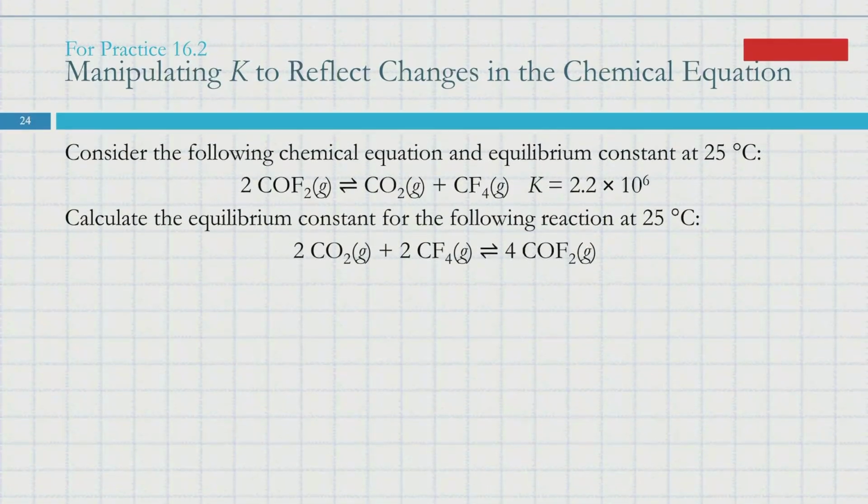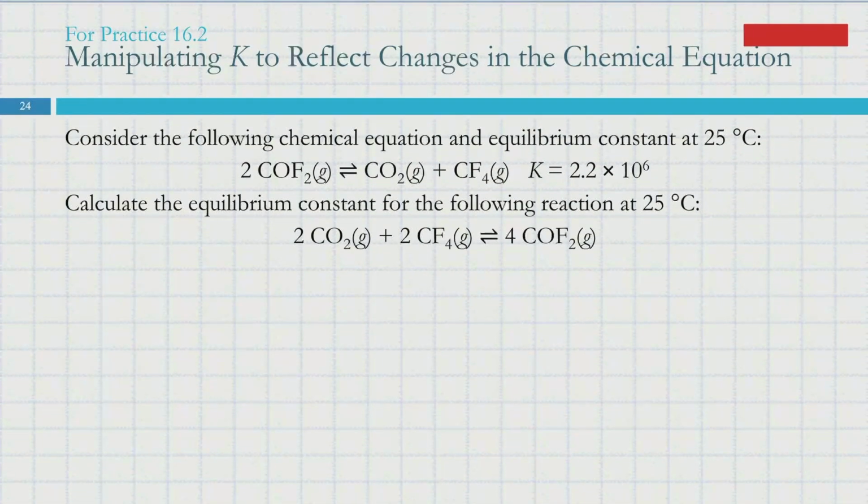All right, consider the following chemical equation and equilibrium constant at 25 degrees C. Calculate the equilibrium constant for the following reaction at 25 degrees C. So we've switched things up. We want to calculate what the equilibrium constant is going to be, still at the same temperature, which is important. So think through what steps we need to do and how those are going to affect our K.